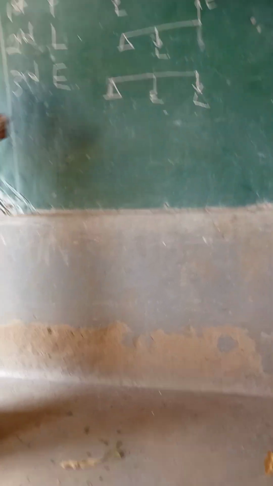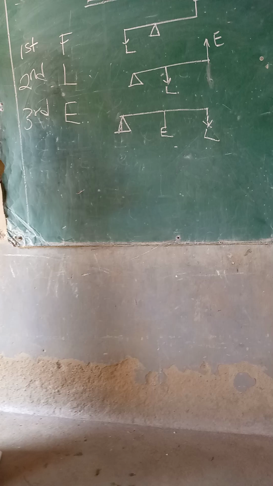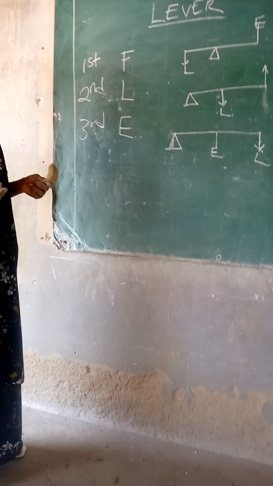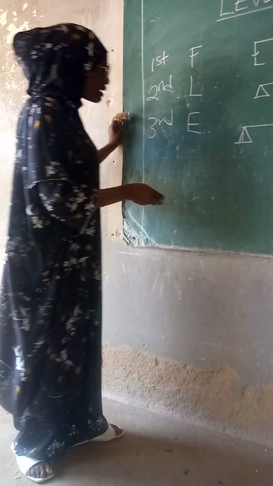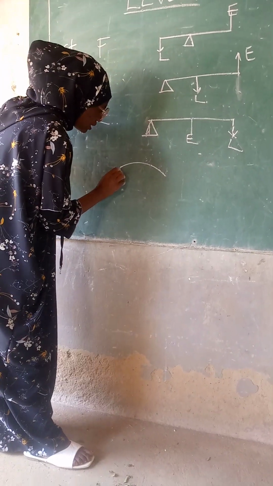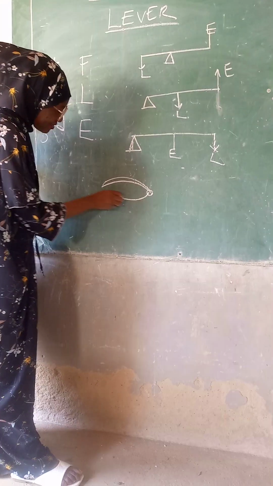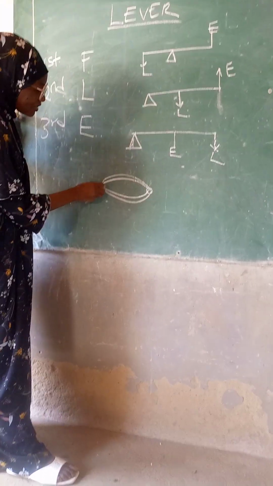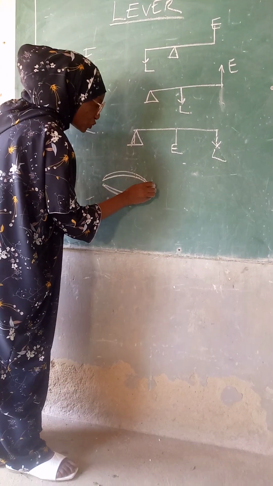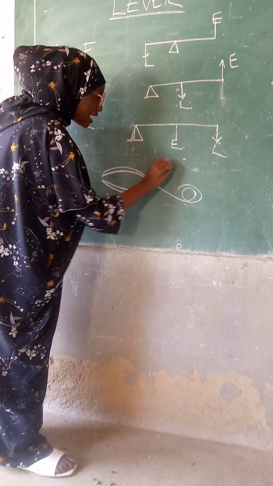For the first class, an example is the scissors and the seesaw. I don't think I can draw a scissors, but let me try. Please don't laugh.